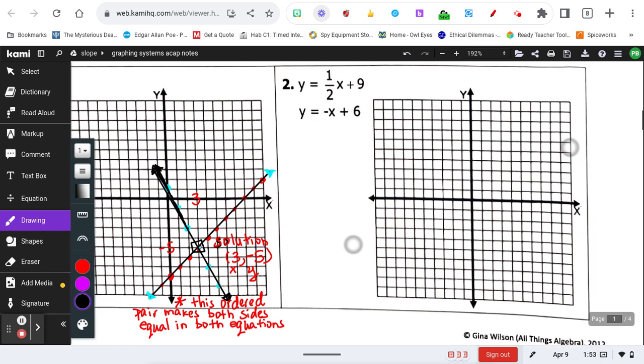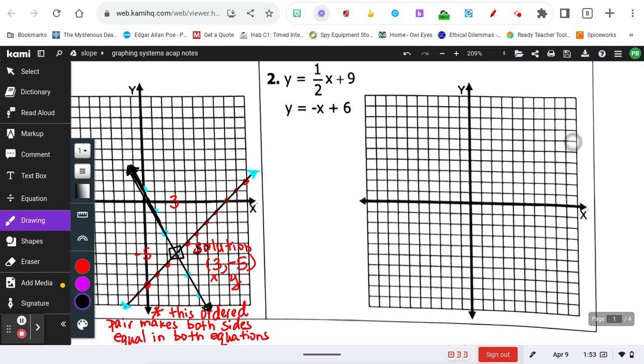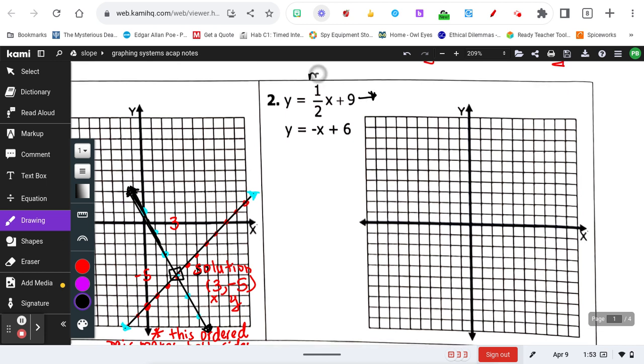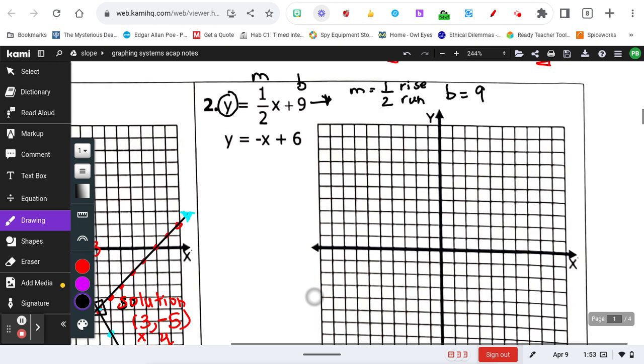So I'm just going to start over and do number 2, making sure I got everybody, regardless of what class you're in. All right, so I'm going to take a look at this first equation. What is attached to x? 1/2. So your slope is 1/2. You will have a rise of 1 and a run of 2. And your y-intercept is not attached, but keep in mind y must be by itself, and it is. Your y-intercept is 9.